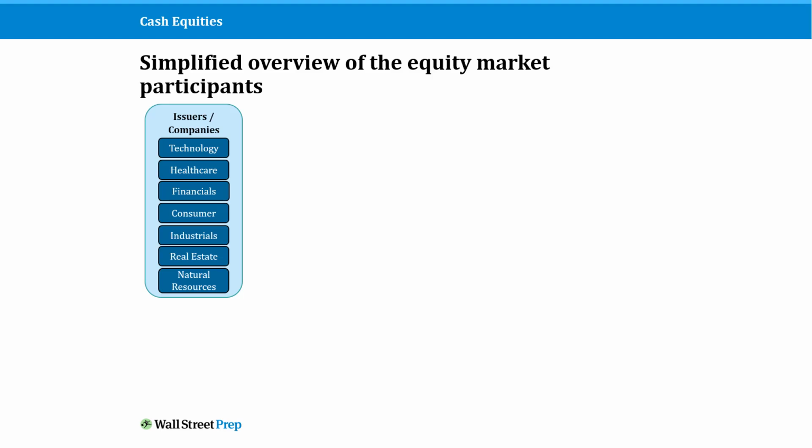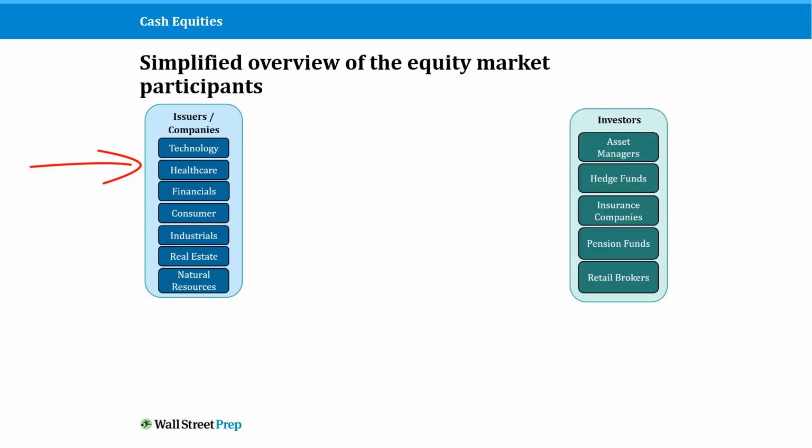First, we have issuers who go through an IPO to sell their shares to investors. We generally group issuers by sector and look at technology companies with technology companies and healthcare companies with healthcare companies. On the other side, we have a number of investors who are buying and selling these shares. They can be asset managers who run mutual funds, hedge funds, insurance companies, and pension funds, as well as retail brokers. Retail brokers are websites and investment firms where everyday people like you and me access the stock market, a company like E-Trade or Charles Schwab.